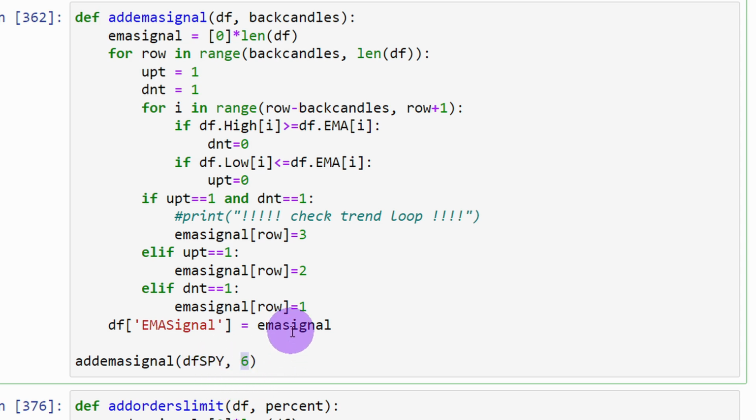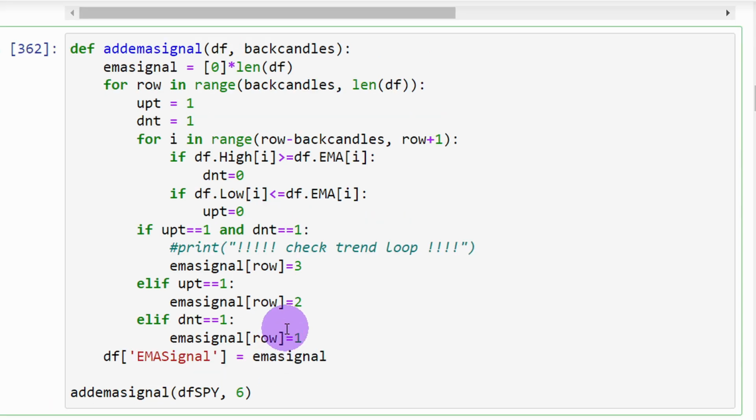In other words, if we have 6 back candles above or below the moving average curve, then we decide if we have an uptrend or a downtrend. You might want to change this value. It's not a rule. 6 is simply a number that I'm using randomly like this.